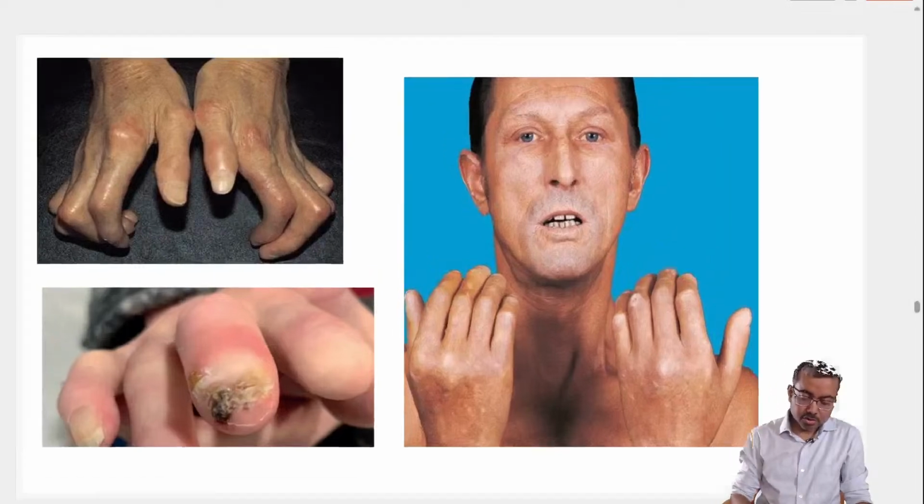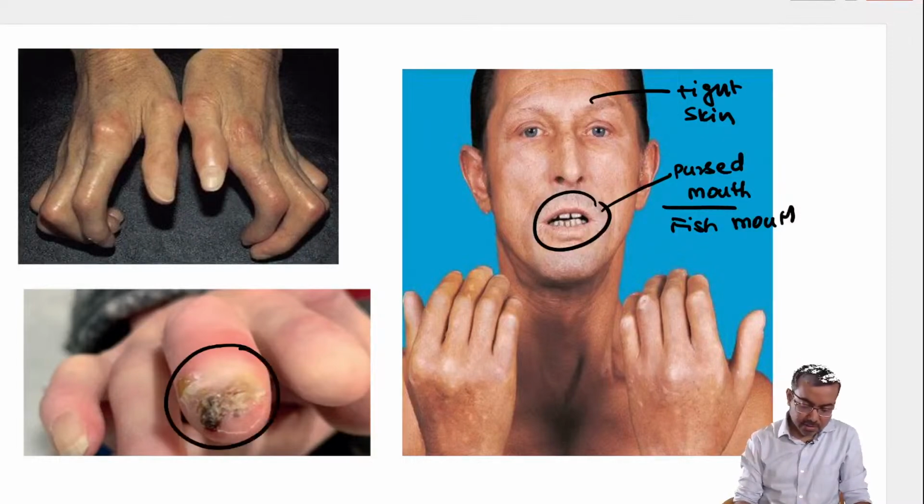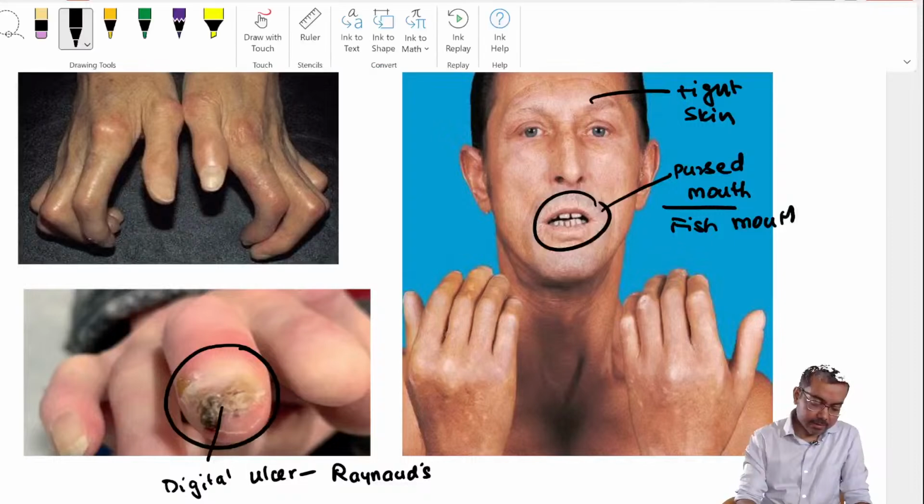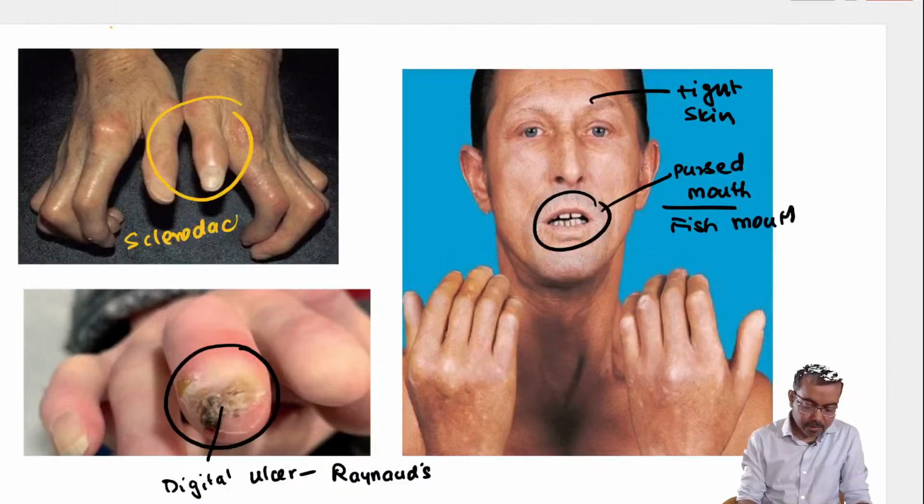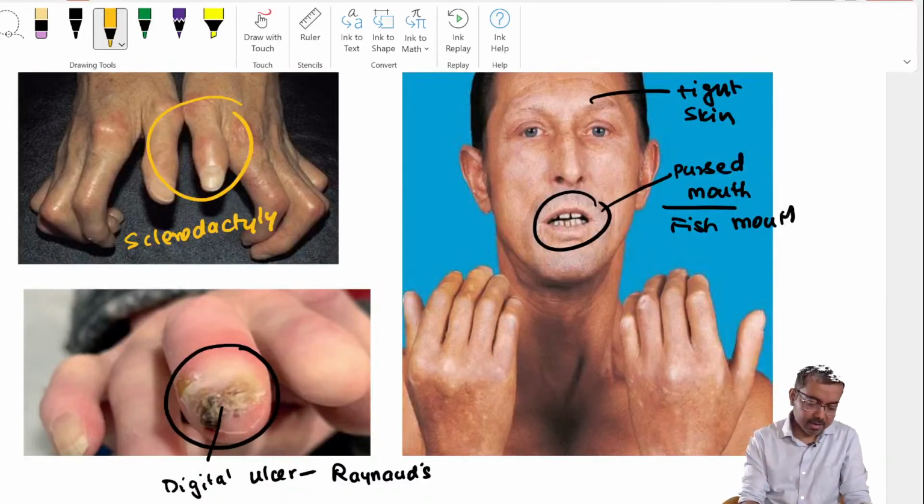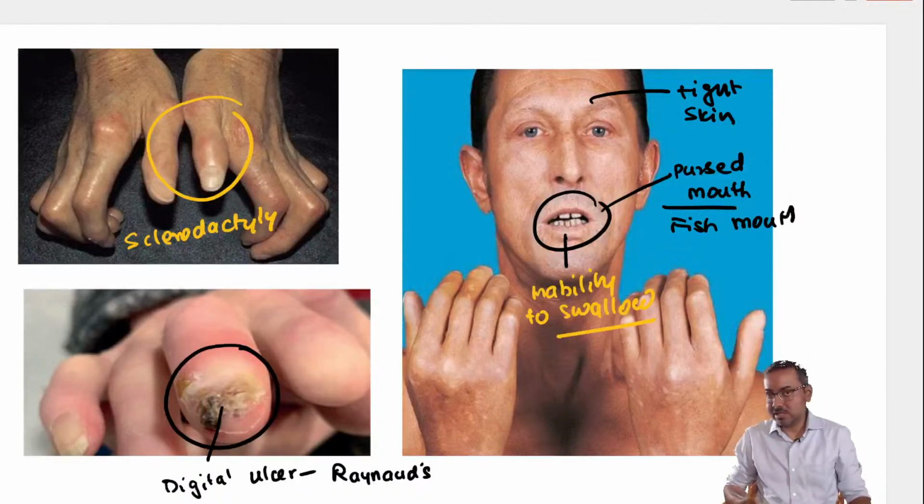Clear? This is just to show you some other features of systemic sclerosis. We call this pursed mouth. The mouth is very small, like a fish mouth. There's usually tight skin on the face. This is digital ulceration, because of repeated Raynaud's phenomenon. There's a lot of lung involvement, and this is sclerodactyly. The finger is very tapering, very pencil like. They also have issues with deglutition, inability to swallow, because they have esophageal issues. All these are systemic features, but skin wise you'll usually see digital ulcerations and Raynaud's phenomenon.